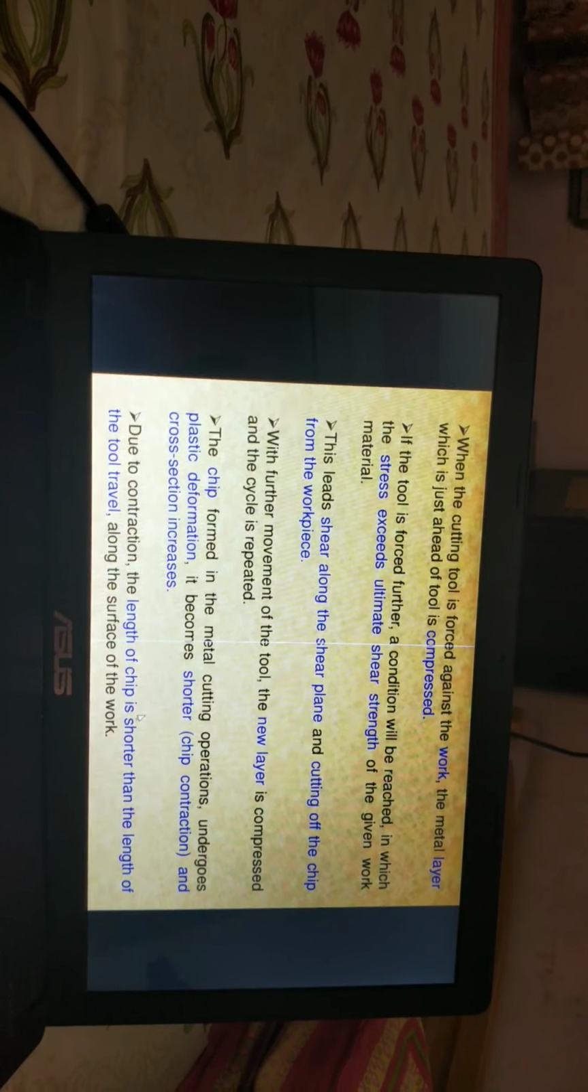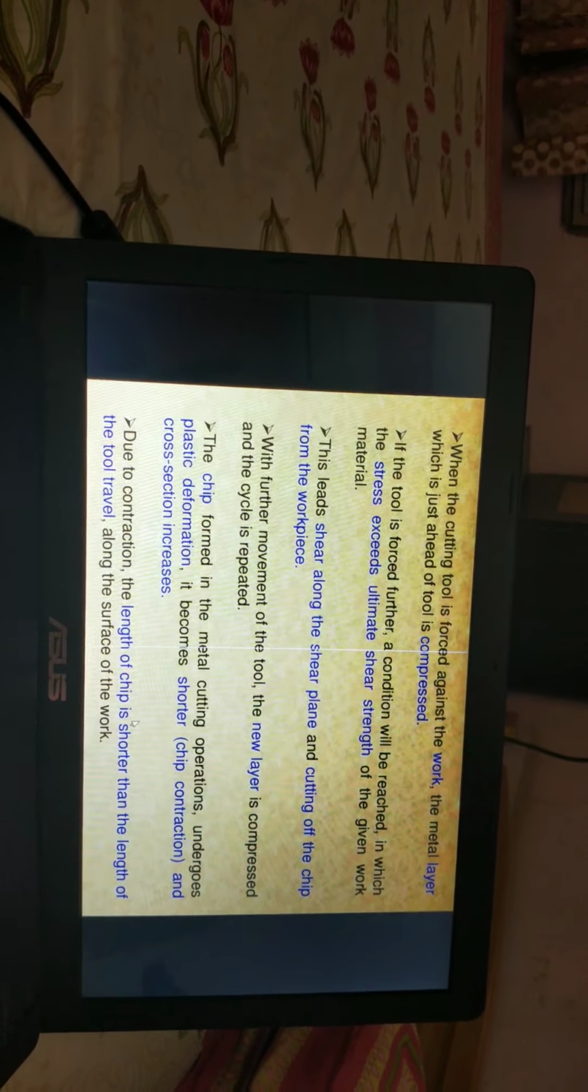Due to contraction, the length of the chip is shorter than the length of the tool travel along the surface of the workpiece. The deformation of the metal occurs along the shear plane.